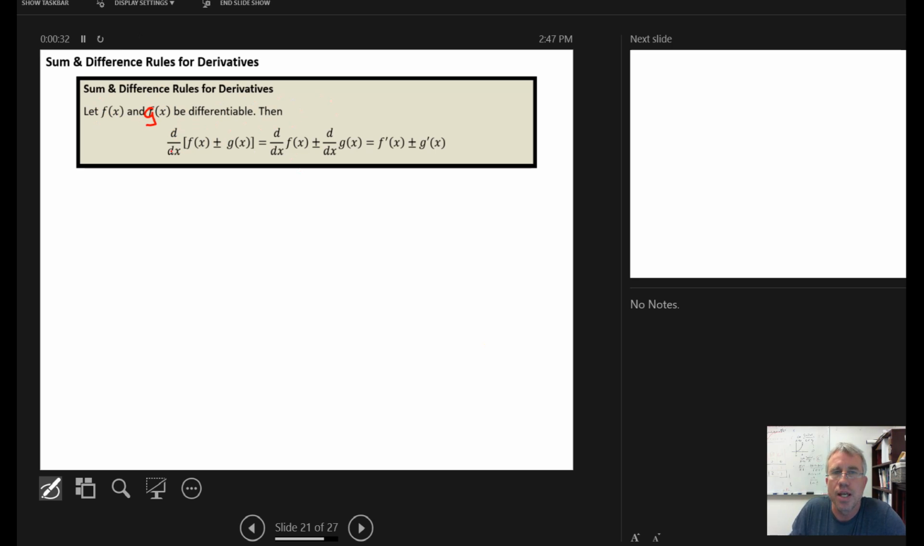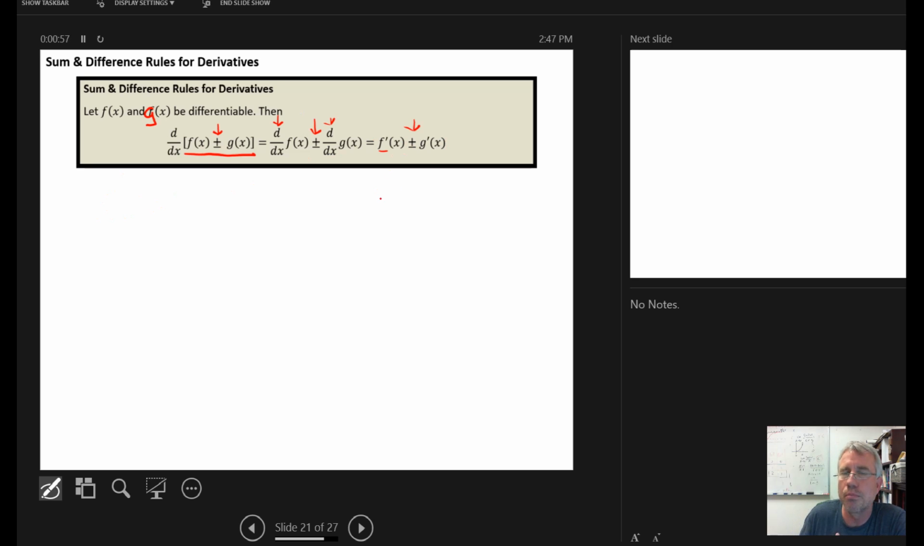Then if we want to take the derivative of the sum or difference of two functions, we can take the sum or difference of the individual derivatives. So in other words, we don't have to add or subtract the two functions first, then take the derivative. We can individually take the function derivatives.